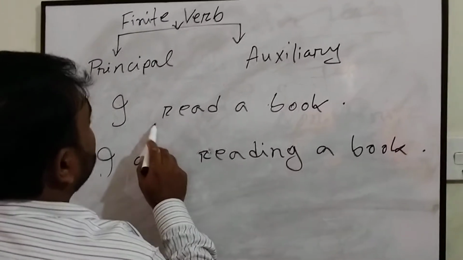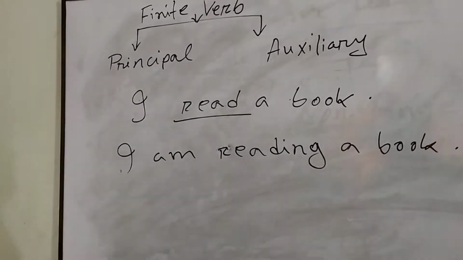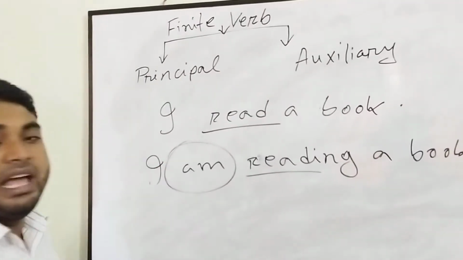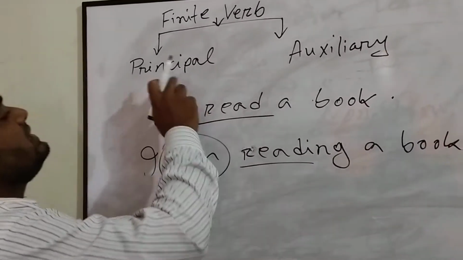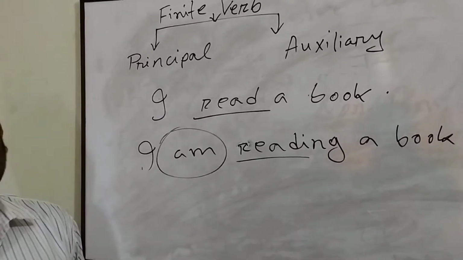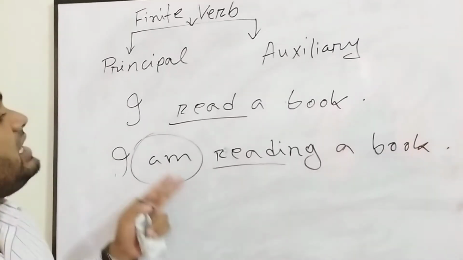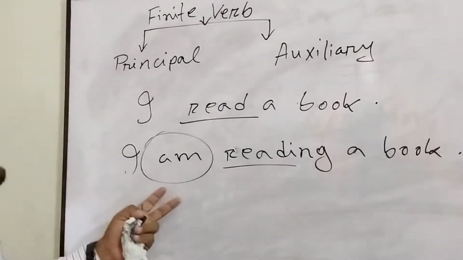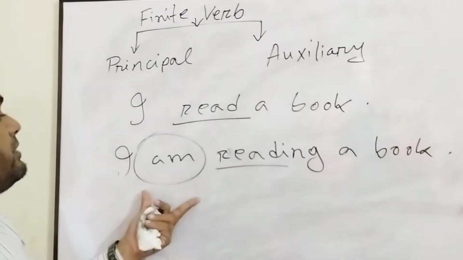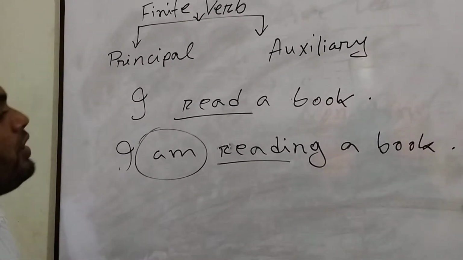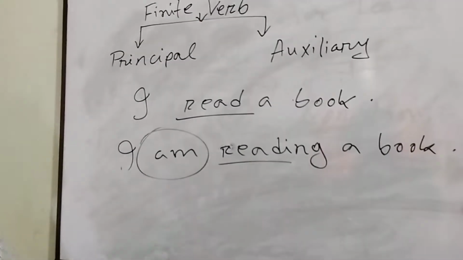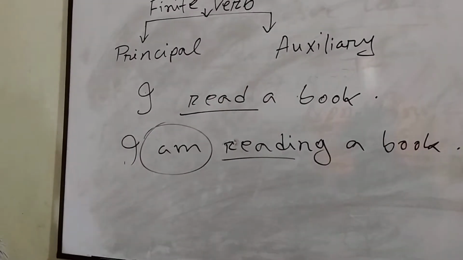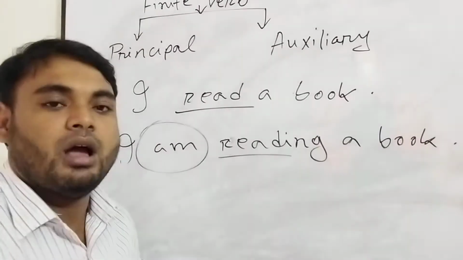In this sentence, read is a principal verb, and in this sentence, read also is a principal verb, but am is an auxiliary verb. In this sentence, read can explain its meaning without the help of an auxiliary verb. But in this sentence, read cannot explain its meaning without the help of an auxiliary verb. So we can say that a principal verb also needs the help of an auxiliary verb to explain its meaning. Okay?